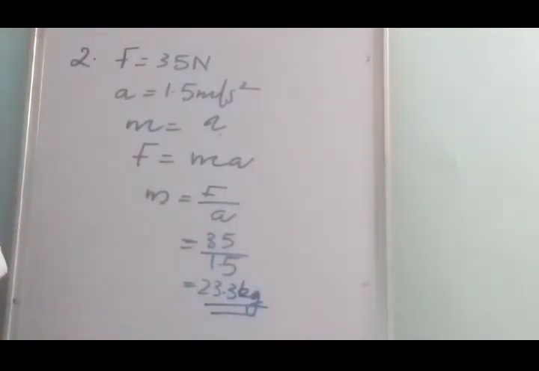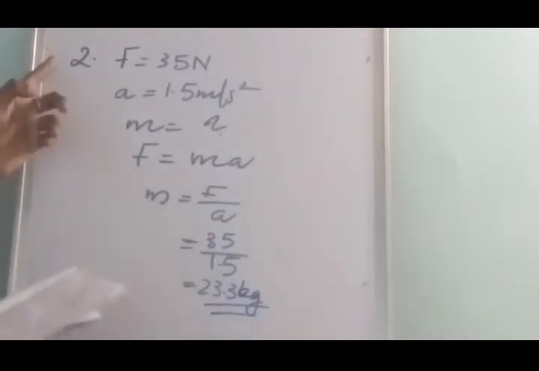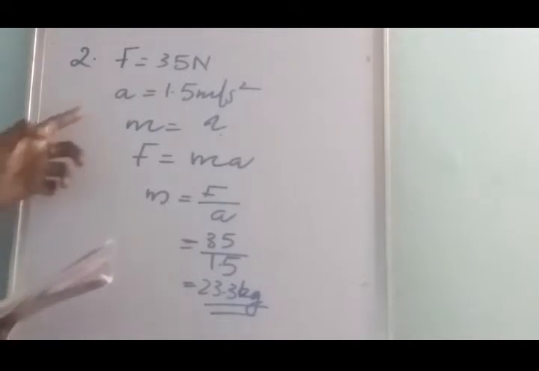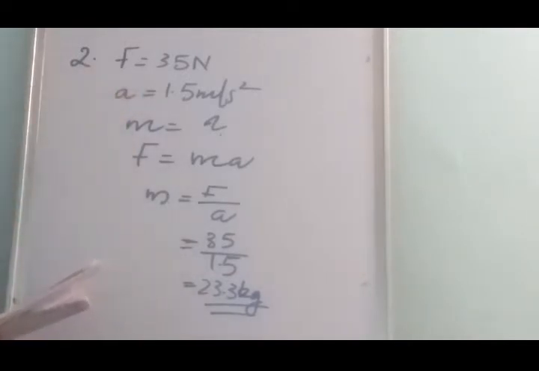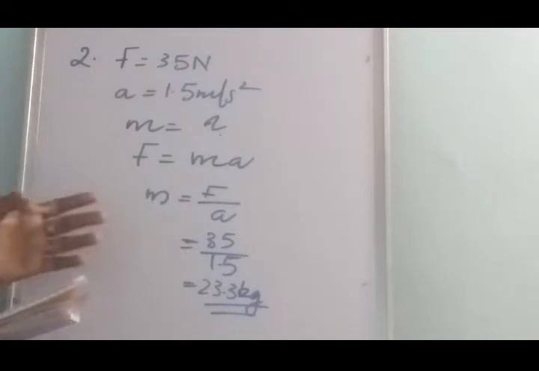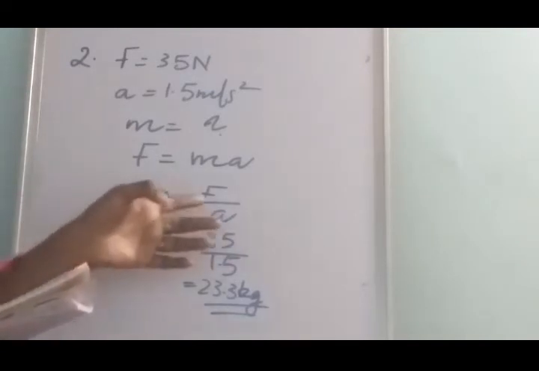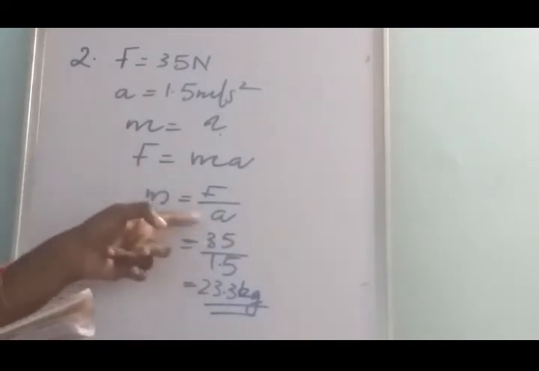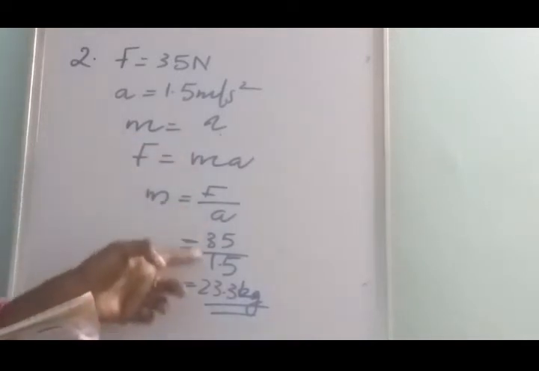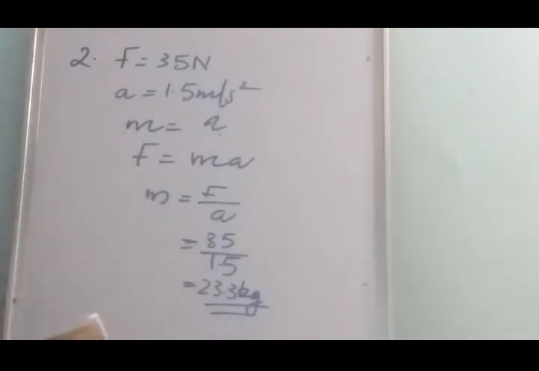Okay, is it clear? And here the force is given as 35 Newton and it produces an acceleration a is equal to 1.5 meter per second square in a box. Next we have to find the mass of the box. How can we find the mass? By taking the equation F is equal to ma, from this mass m is equal to F by a. F is 35 and acceleration is 1.5. By dividing this, we get the mass of the box as 23.3 kg.